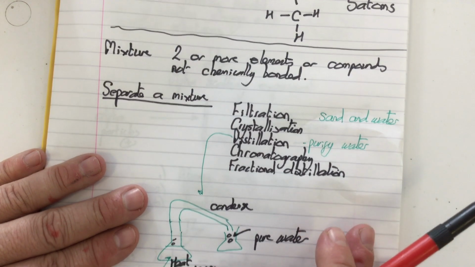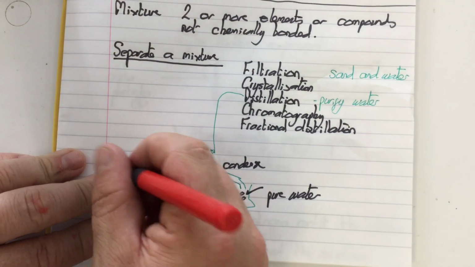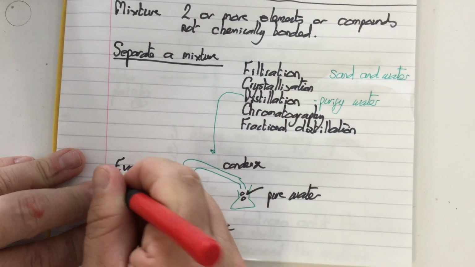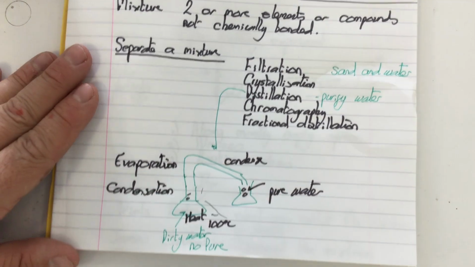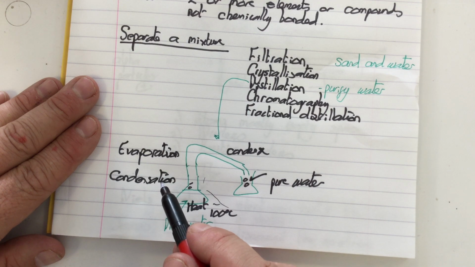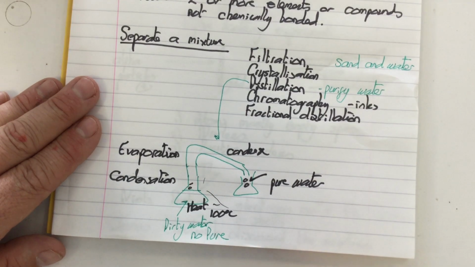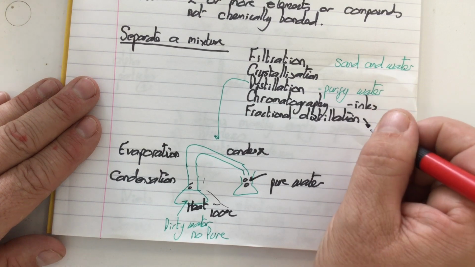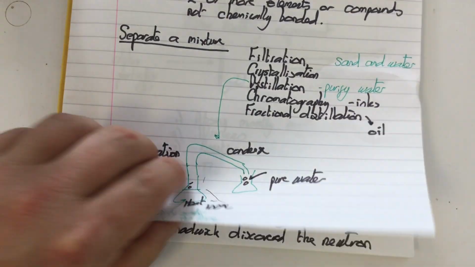Distillation can be used to purify water. Here's an example of distillation. It involves evaporation. So distillation always involves evaporation followed by condensation, and that helps remembering that. Chromatography is what you might have used once upon a time to separate the different colours in inks. And fractional distillation can be used to separate oil. So that's separating the different hydrocarbons in crude oil.